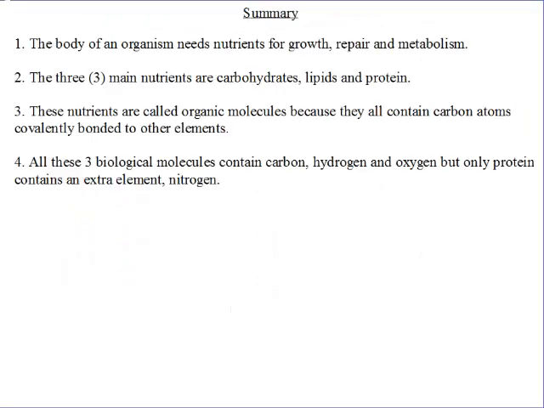In summary, we learned that the body of an organism needs nutrients for growth, repair, and metabolism. The 3 main nutrients are carbohydrates, lipids, and proteins. These nutrients are called organic molecules because they all contain carbon atoms covalently bonded to other elements. And for the other elements, we can talk of hydrogen, we can talk of oxygen, and then when we have proteins, we can also add nitrogen to that. All these 3 biological molecules contain the elements that I have stated.